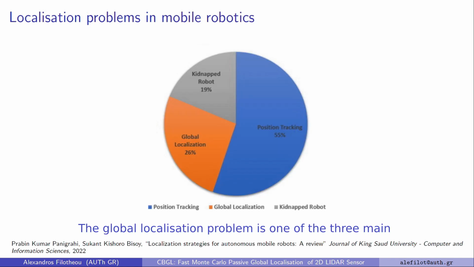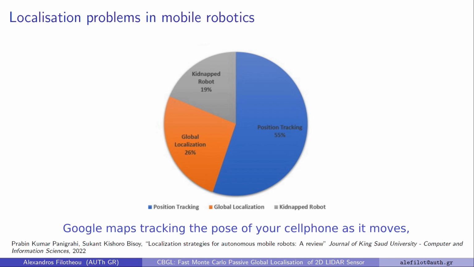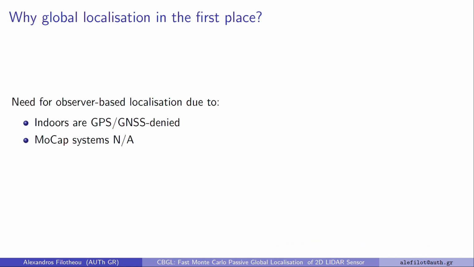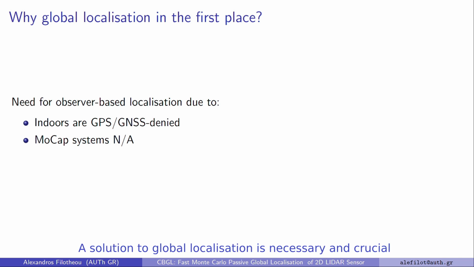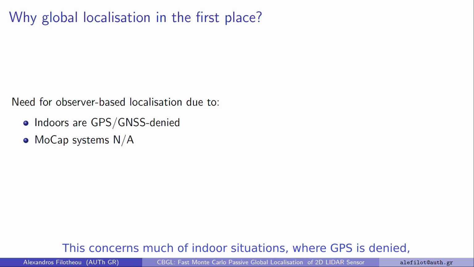The global localization problem is one of the 3 main localization problems in mobile robotics, the other 2 being pose tracking, equivalent to Google Maps tracking the pose of your cell phone as it moves, and the kidnapped robot problem. A solution to global localization is necessary and crucial for robots relying on observer-based localization methods, that is, methods that determine the pose of a robot only from measurements derived from onboard sensors. This concerns much of indoor situations where GPS is denied or where costly motion capture infrastructure cannot be utilized.